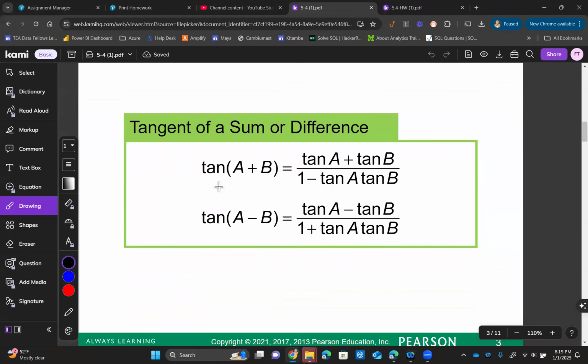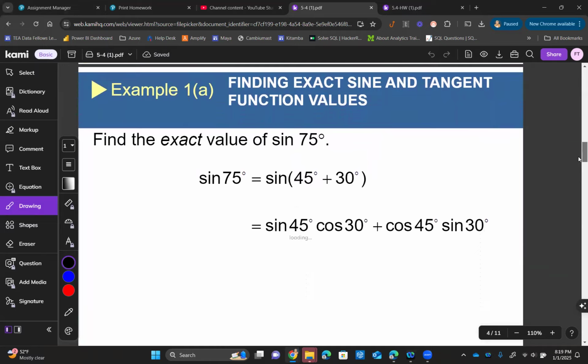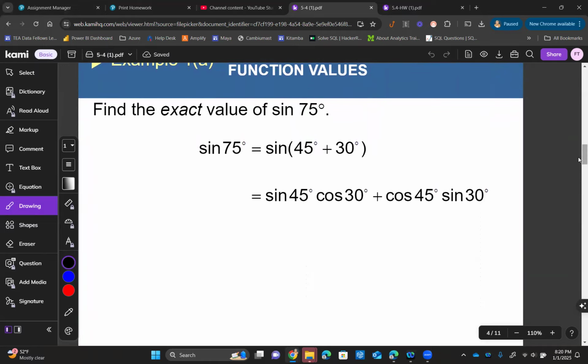For the tangent function, if we need to find tangent of A plus B, the formula is tangent A plus tangent B all over 1 minus tangent A times tangent B. For tangent A minus B, we will need tangent A minus tangent B all over 1 plus tangent A times tangent B. While you're solving the homework questions, you're very welcome to write these formulas on a piece of paper and use them until you learn how to use them without a piece of paper.